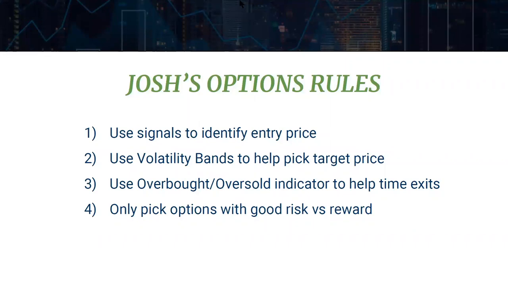So we use the signals to help us identify entries. The volatility bands help us pick our target price without getting greedy, right? What's a reasonable target price? We don't want to get greedy, but we do want to squeeze about as much out of it as we can without being greedy. So there's a balance there, and the volatility bands make it easy for me to do that. They help with the overbought, oversold indicators.